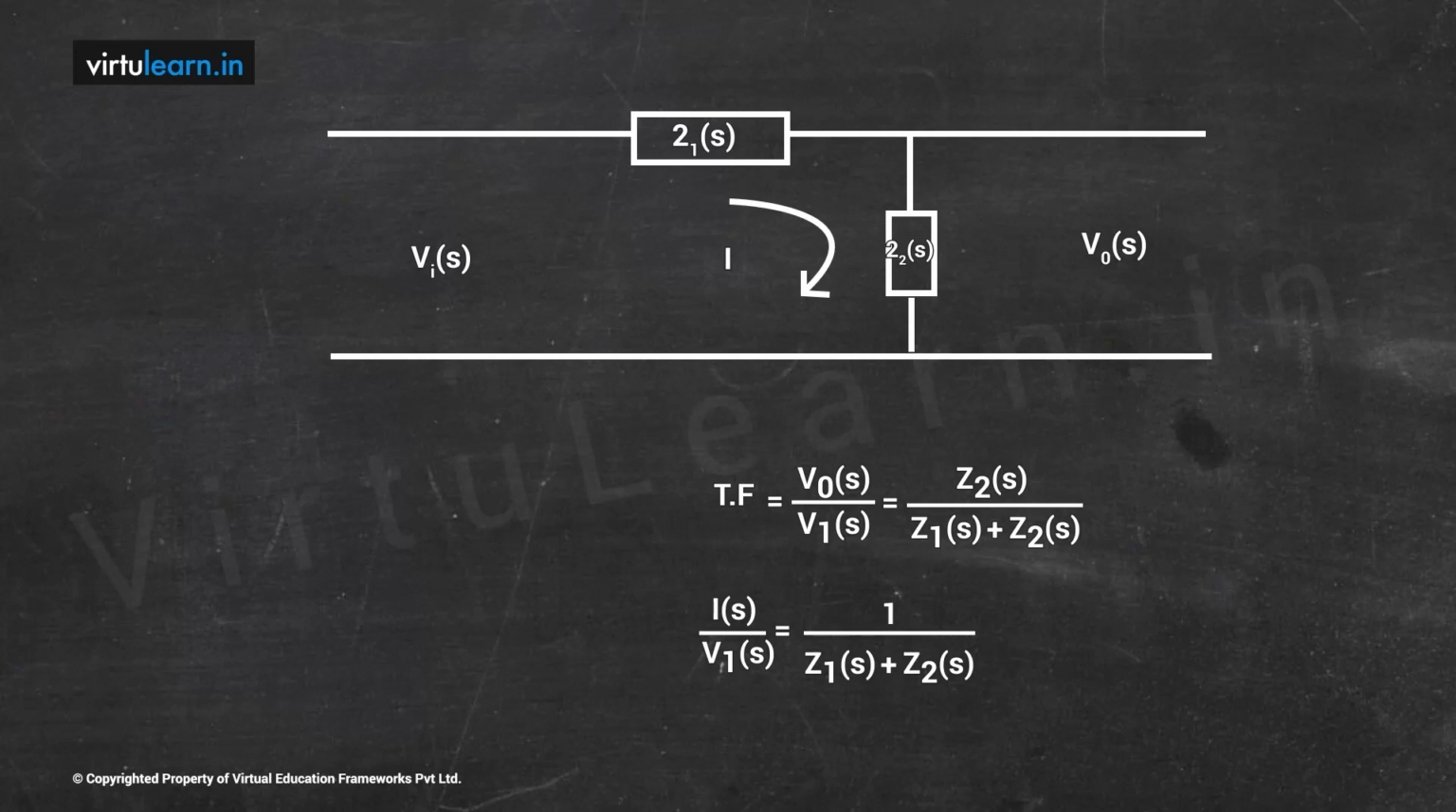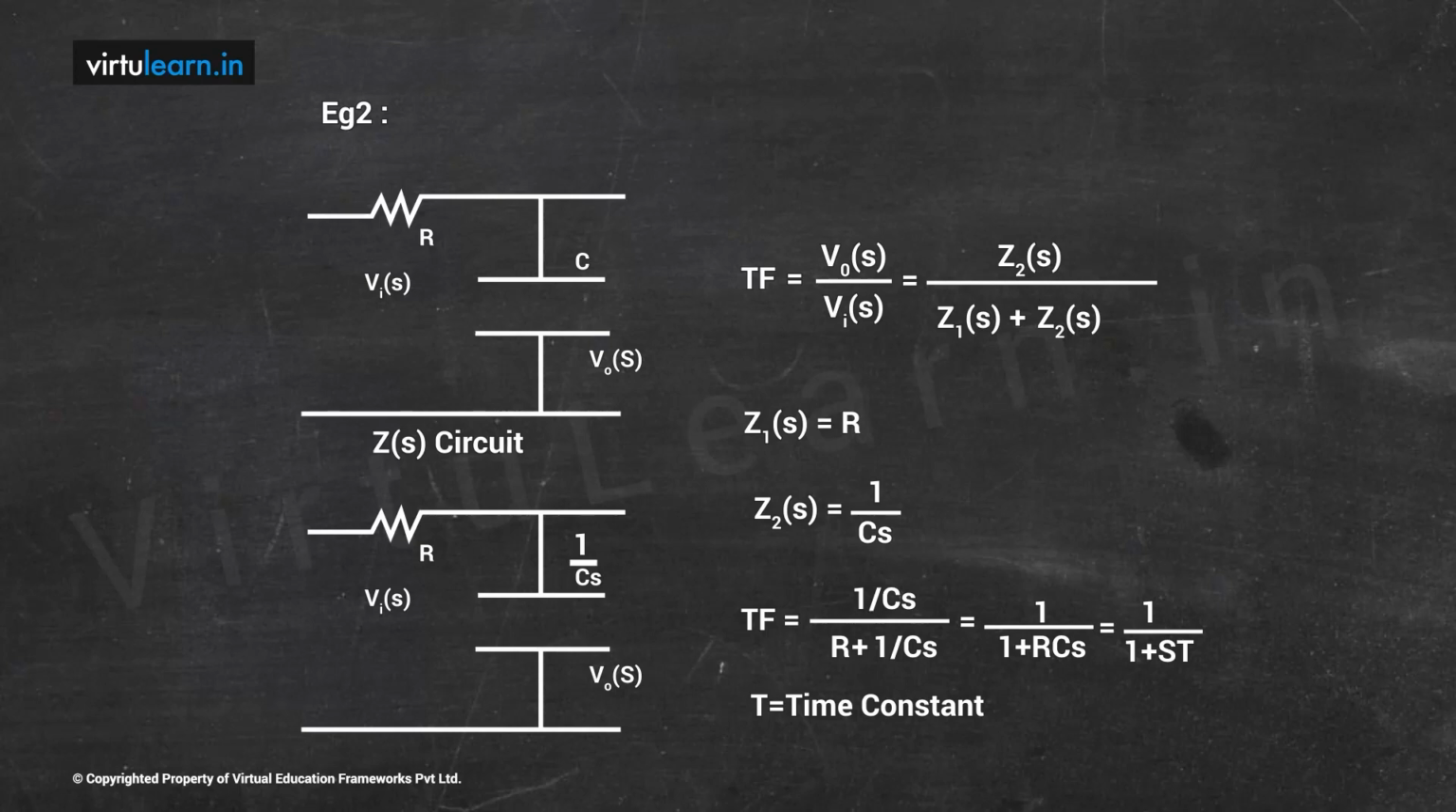Let us look at the second one. The impedance of R is R only, and the impedance of your capacitor is 1 by Cs. When you apply the voltage division rule, your V0 of s by Vi of s is Z2 by Z1 plus Z2. So Z2 is 1 by Cs, Z1 is R, plus 1 by Cs. Then if you simplify, you will get 1 by 1 plus RCS. So the transfer function is 1 by 1 plus RCS.